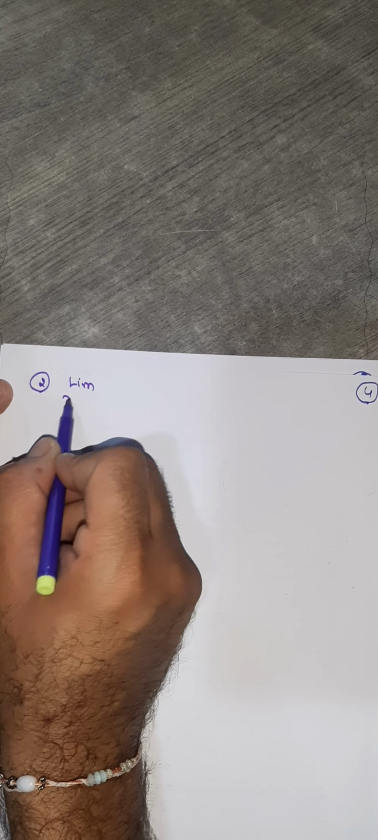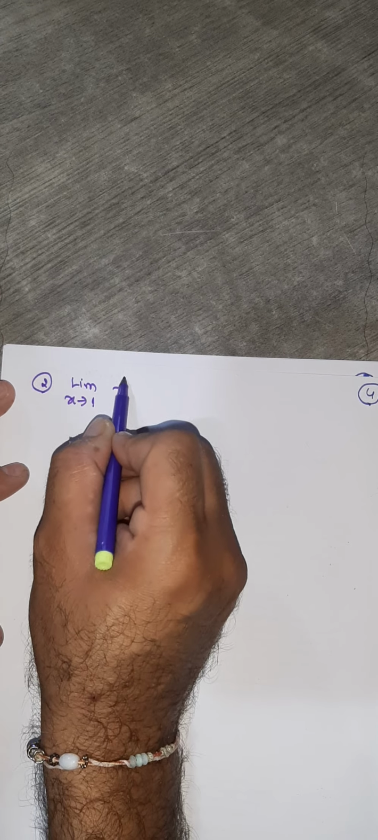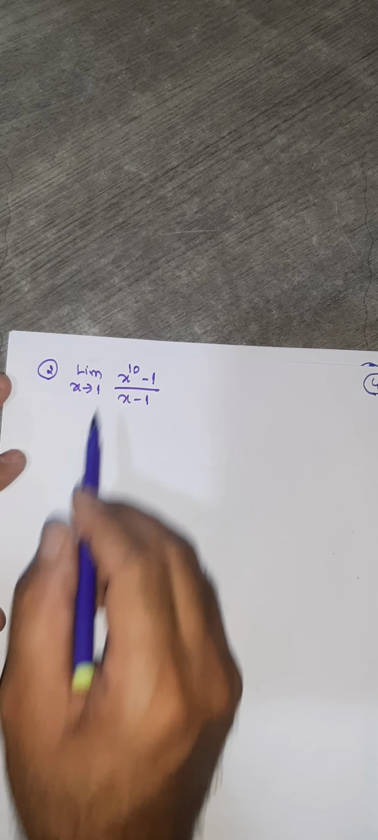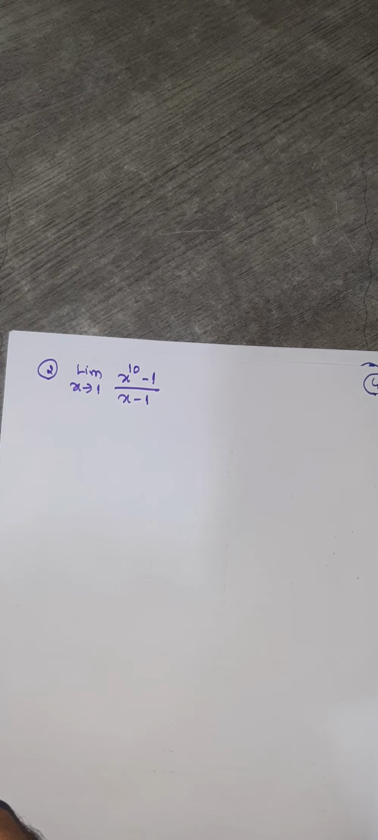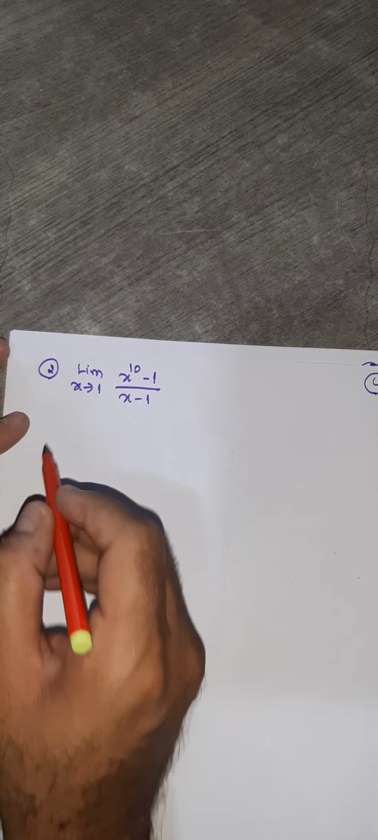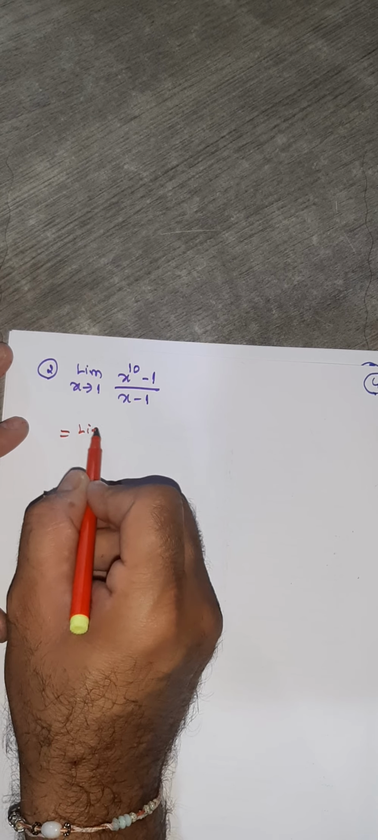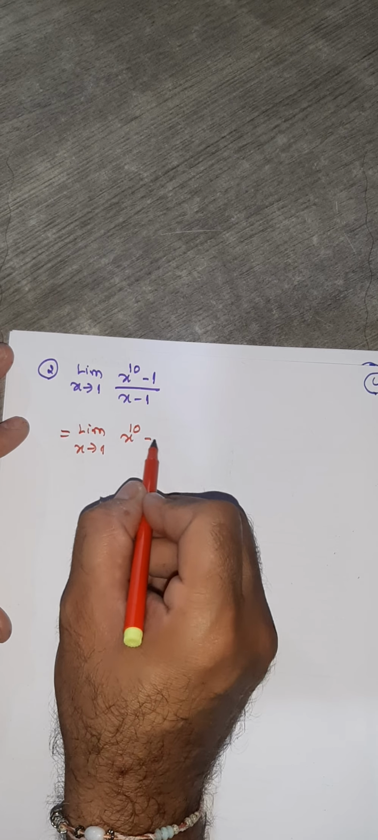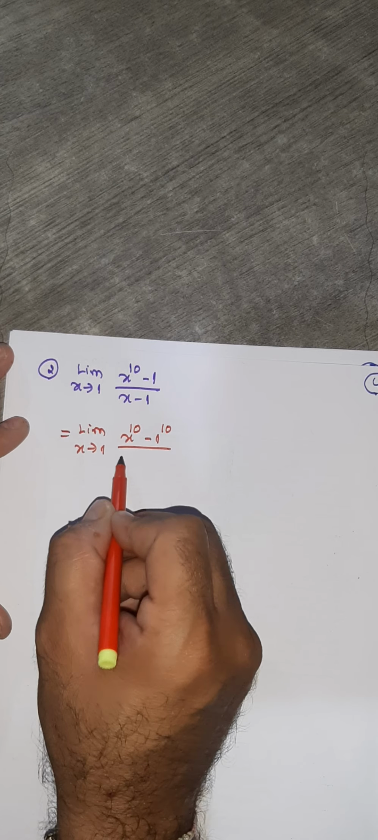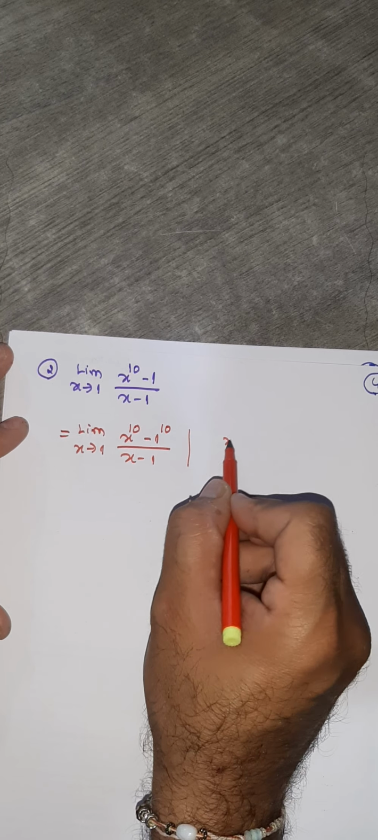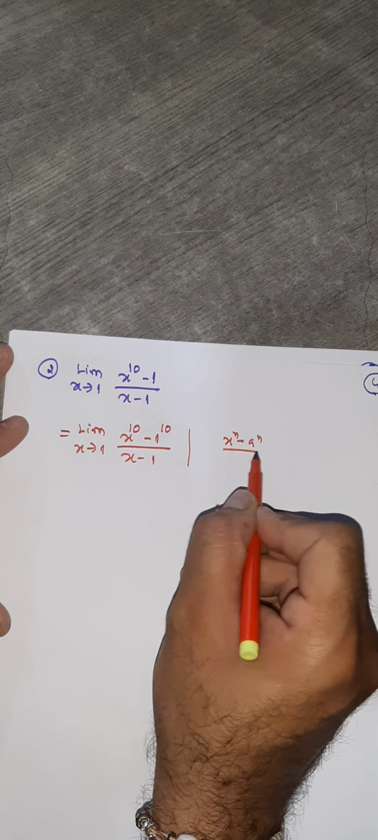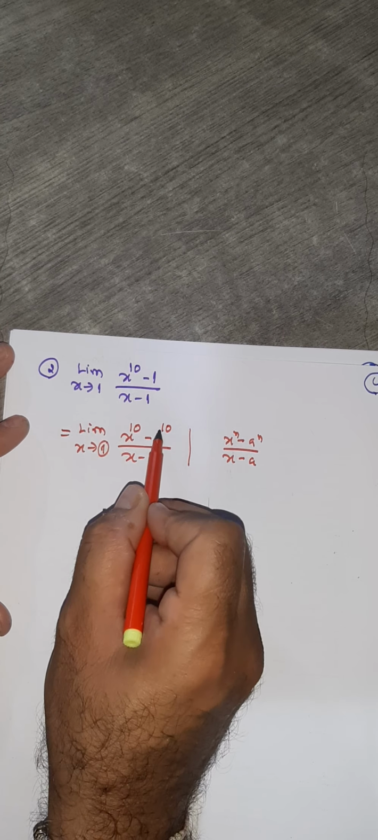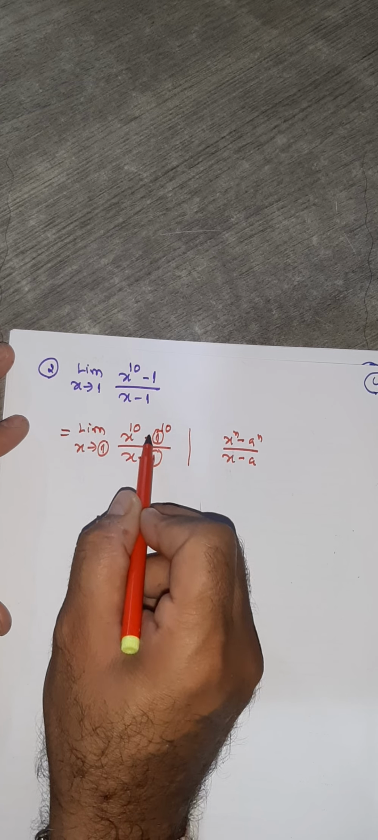Limit x tends to 1, x raised to 10 minus 1 upon x minus 1. Whenever you see such bigger powers, immediately you need to recall this formula. So I can write it in the form of that formula. x raised to 10, 1 you can write as 1 raised to 10, upon x minus a. Now we see it looks exactly like this formula. Fine, and the number a is the same here. Remember, in between there is a minus in both places.